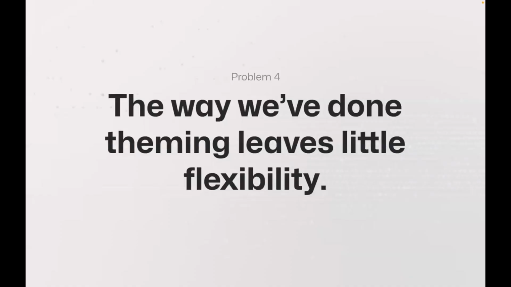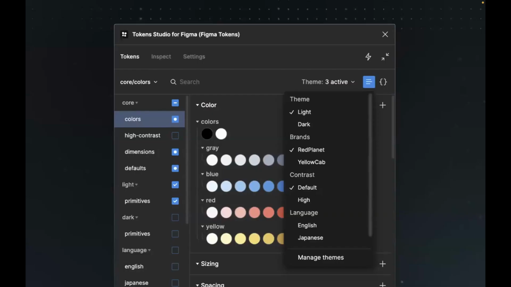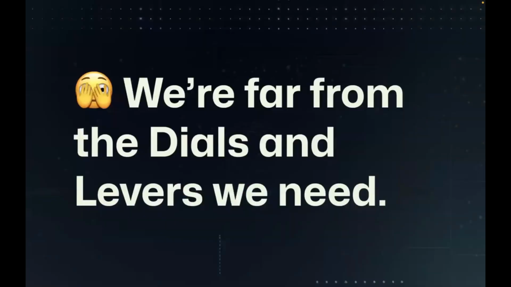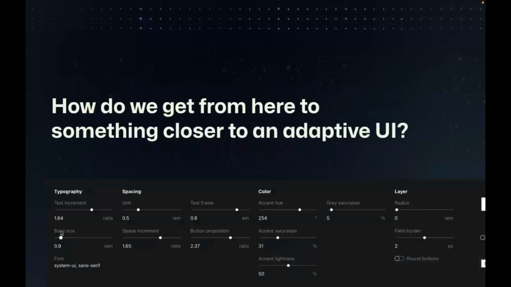Next up, the way we've done theming leaves little flexibility in the end. In a recent update in Token Studio, we introduced the multidimensional themes, which let you use more flexibility to compose your themes. You'd have theme, brands, contrast, whatever you want. You can compose these different themes. But in the end, that's just toggles. Instead of this more dynamic UI, all we have is basically toggles to go from A to B. So how do we get there?